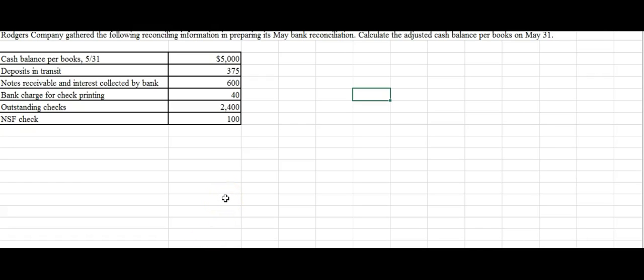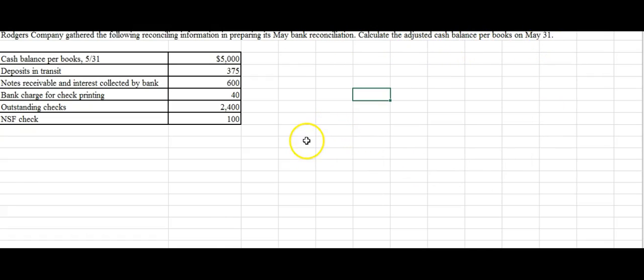We're going to do some bank reconciliation, and if you don't understand bank reconciliation, I will advise that you look at the video that explains bank reconciliations before I do this problem, okay? It says Rogers Company gathered the following reconciling information in preparing its May bank reconciliation. Calculate the adjusted cash balance per books, okay?